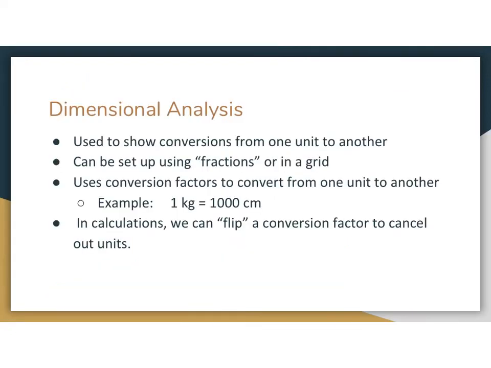All right, so dimensional analysis is used to show conversions from one unit to another. This can be set up using fractions or in a grid, and we're going to use the grid more than we would use the fractions. We're going to use conversion factors to convert from one unit to another. So an example of a conversion factor would be 1 kilogram, that is not right, is equal to 1,000 grams. I don't know what I was thinking.